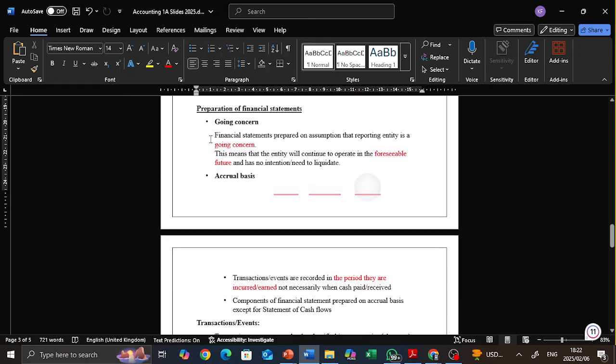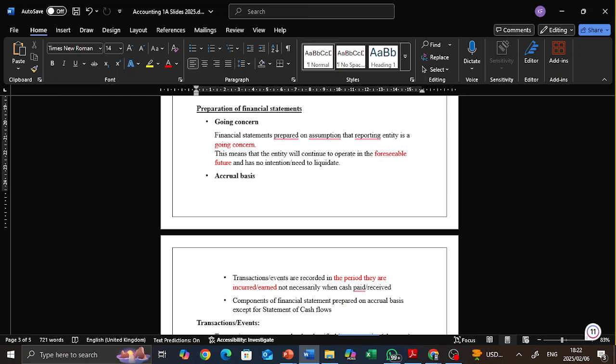Now, preparation of financial statements. Finally, guys, can you see how it says going concern, accrual basis? If you were paying attention, the past paper that I showed you, these were questions that needed to be defined. Ensure that you know how to define them. All right? What is going concern?